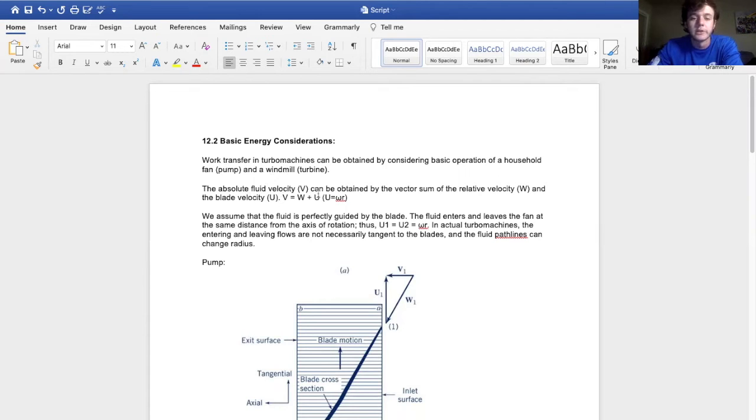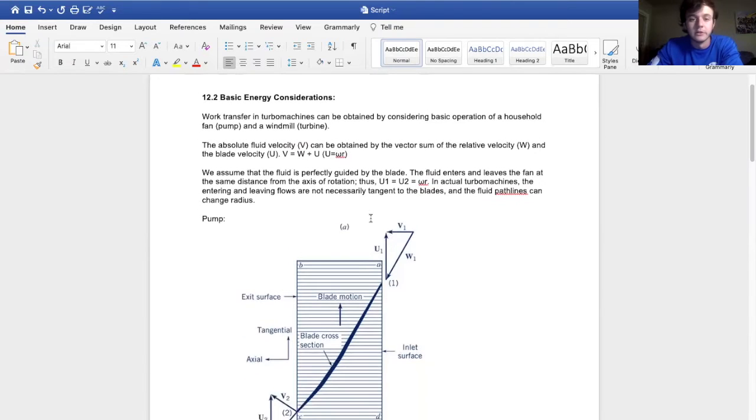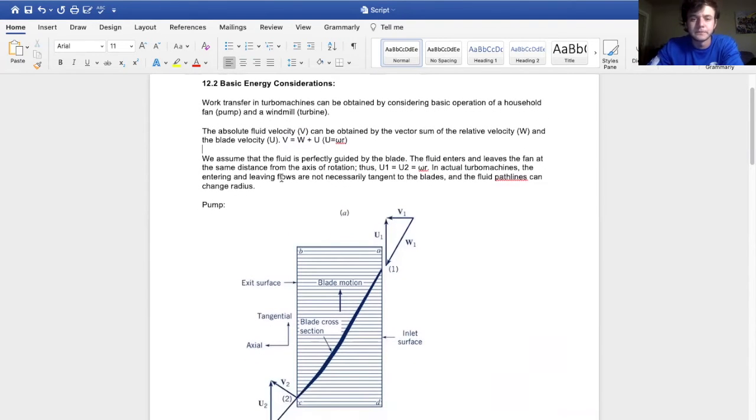And the fluid velocity of these can be obtained by the sum of the relative velocity and the blade velocity, which would be represented by V equals W plus U, where V is the absolute velocity, W is the relative velocity, and U is the blade velocity. And U equals omega R in terms of angular velocity.